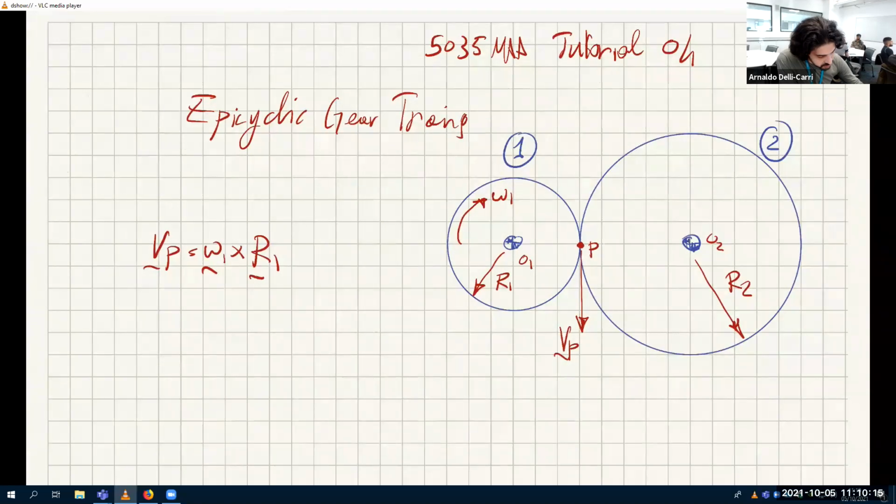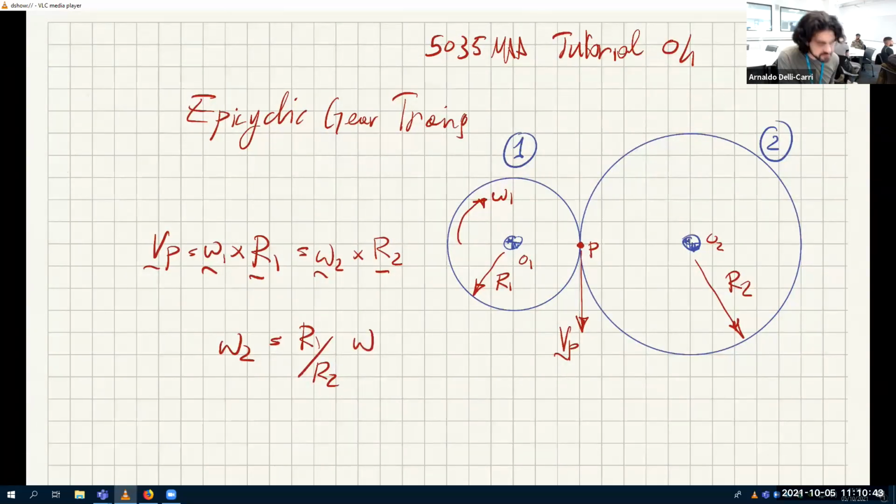But we can also write the same relationship for the second gear. Do you agree with me? So if I look at the first gear, I get this. If you look at the second gear, I get this. And so I can find what's happening to omega 2. Omega 2 is just, R1, sorry, is R1 over R2 times omega 1.